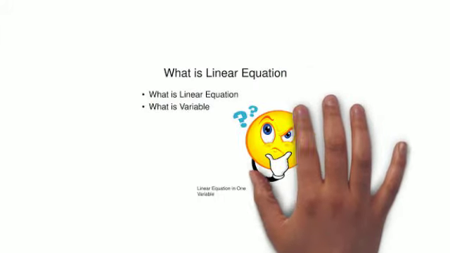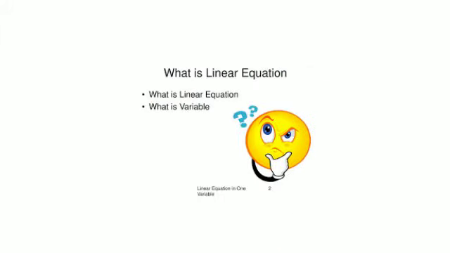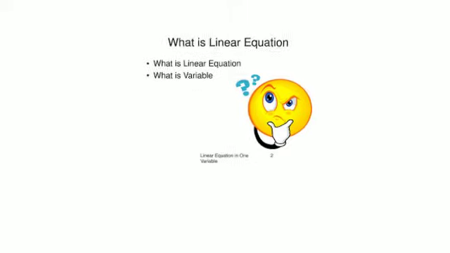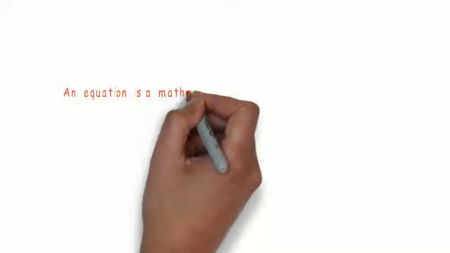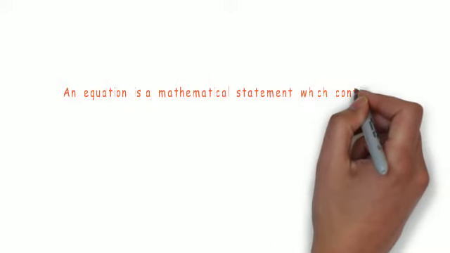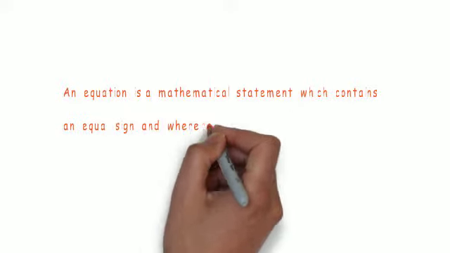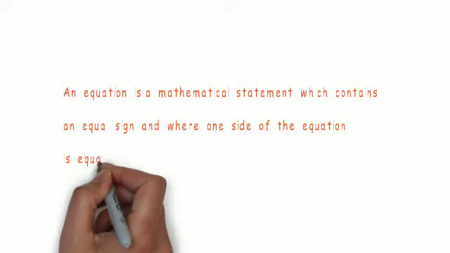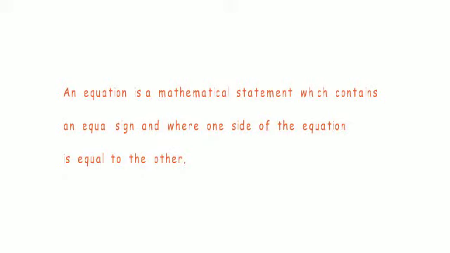Let's have a look at what linear equations are, understanding them, and ways of solving simple, straightforward equations. Now, an equation is a mathematical statement which contains an equal sign and where one side of the equation equals the other. Yes, so we have the left-hand side that equals the right-hand side.